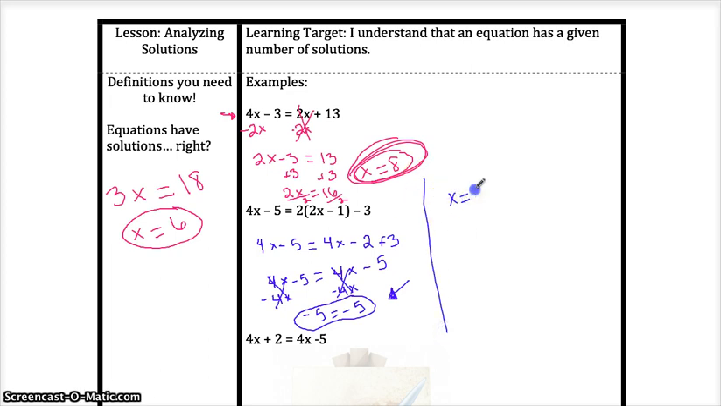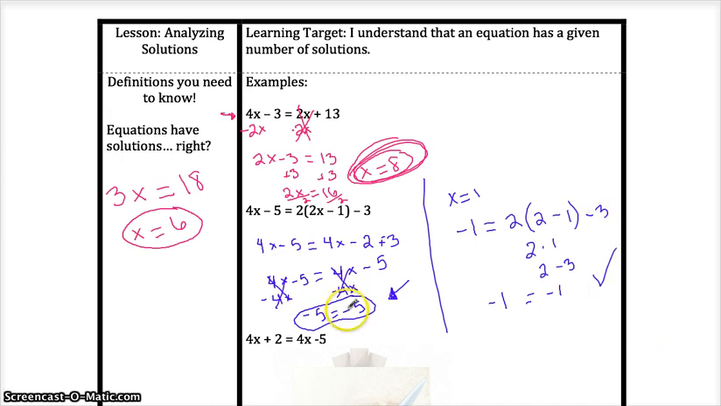Let's try it. On this side, I have 4 times 1 is 4, minus 5 is negative 1, equals, and then on this side, I'm plugging 1 in. So in my parentheses first, I'll write it out. 2 times 1 is just 2, minus 1, then minus 3. So 2 minus 1 is 1, 2 times 1 is 2, minus 3 is negative 1. So I got negative 1 equals negative 1. Is that true? Yes, that's true.